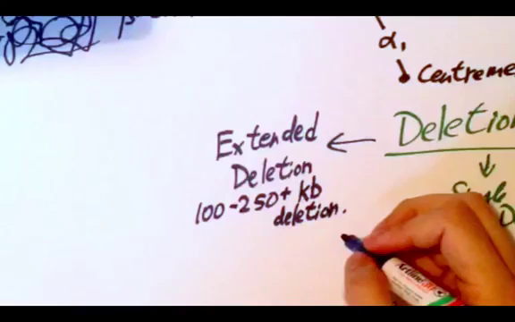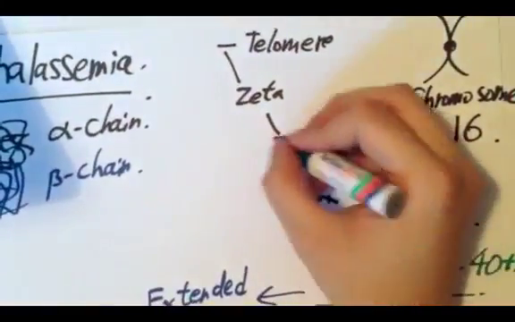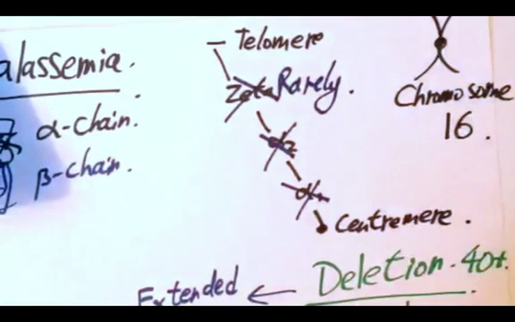Now looking at extended deletion, this is when there's 100 to 250 kilobases deletion of genetic material. This could delete 1 or both of your alpha genes and sometimes the zeta gene which is near it as well. Interestingly enough, there's a large amount of housekeeping genes such as DNA repair enzymes near the alpha genes. However, when deleted, the patient tends to present with a normal phenotype other than alpha thalassemia.